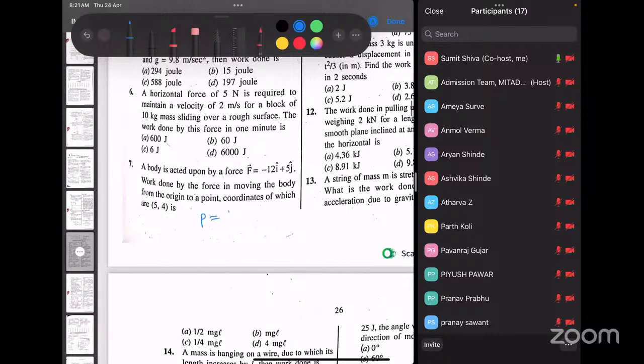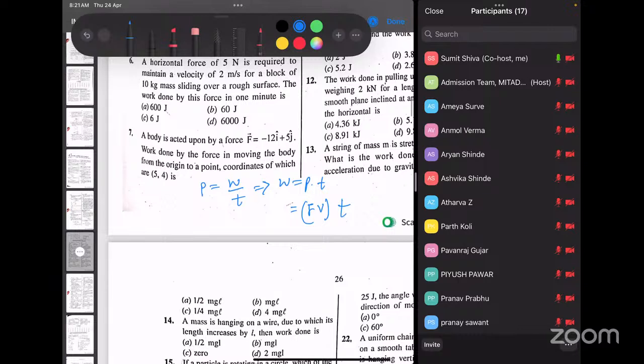Power P is W by T. So work done will be power P into time T. Power P is given by F into V, times T. F is 5 Newton, V is 2. Time is 1 minute, that is 60 seconds. So this will be 10 into 60, which means the answer will be 600 joule. Are you getting it? Yes or no? Yes, sir.